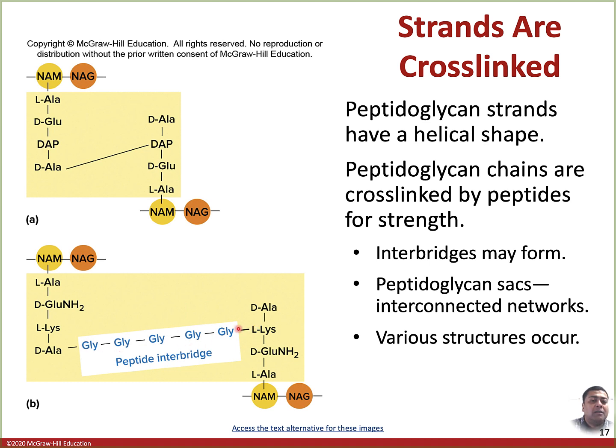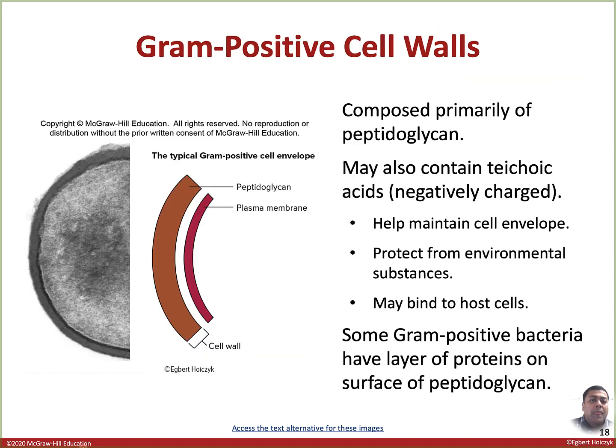So these are the typical types of cross-linking that we do see in different types of bacteria. And these are some of the targets of antibiotics like penicillin, which we are going to talk about in a later part. So all this cross-linking gives the cell wall solid rigidity.